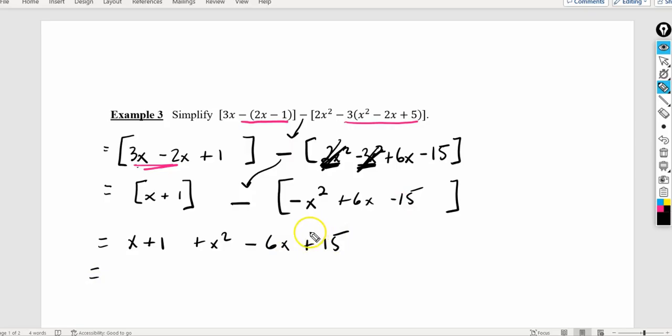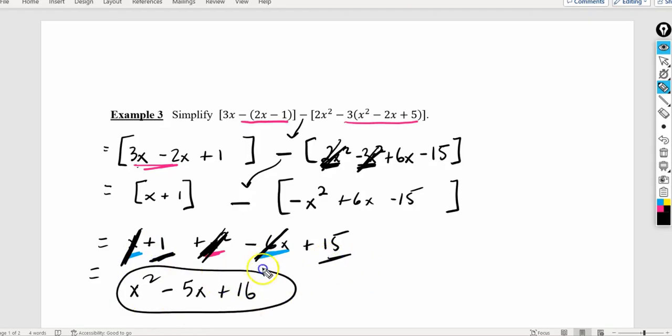Now I want to write these in a proper order, and I want the highest powers of x first. So I'm going to get all of my x squared terms, and there's only one. Then I want to find my x terms. So x minus 6x is minus 5x, i.e. 1x minus 6x is negative 5x. And then I'm left with my constants. 1 plus 15 is plus 16. And so that's going to be my answer.